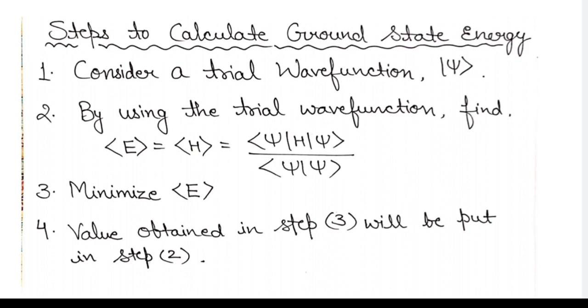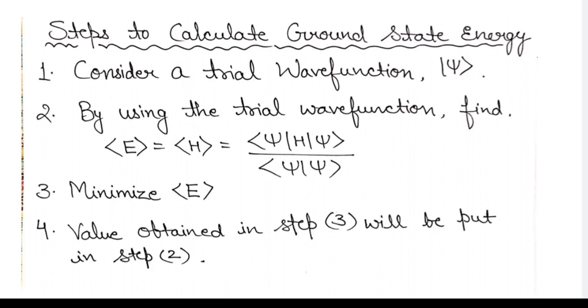Second step is that by using that trial wave function, we need to find the expectation value of energy, or you can say the Hamiltonian. Clear? So the second step is to use the trial wave function and, corresponding to that, find the expectation value of the Hamiltonian, for which I have mentioned the formula here in the second step.